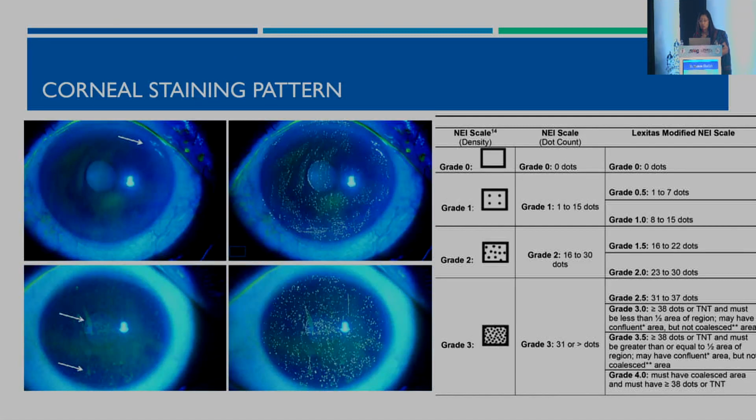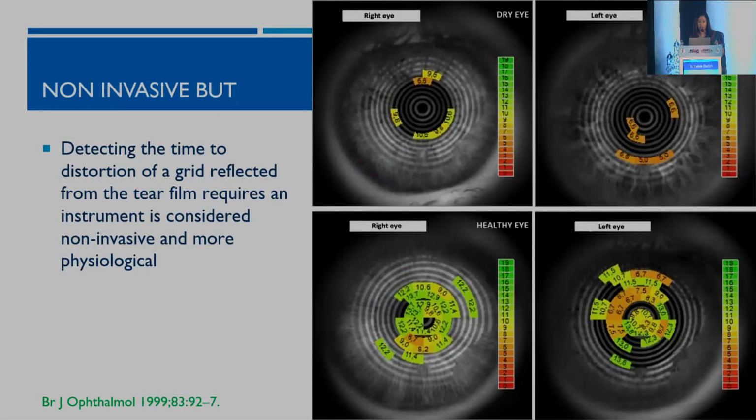It also helps to delineate the various types of corneal staining patterns, and you can grade them depending on the dots you see on examination. In the first picture you can see none. In grade 1 you can see 1 to 15 dots. In grade 2, you can see 16 to 30, and if they are more than 30, it is grade 3. So depending on severity, you can increase the intensity of your treatment.